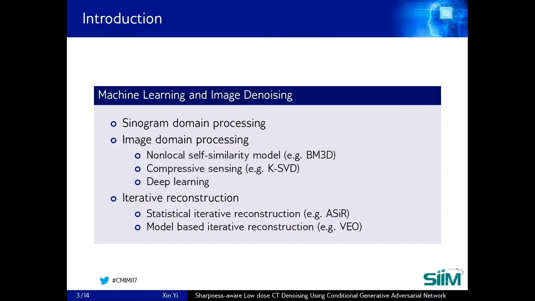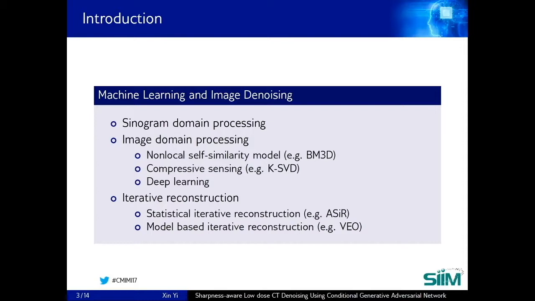The third group is the iterative reconstruction method. It iterates back and forth between the sinogram domain and the image domain by incorporating different physical models. For example, ASIR incorporates the photon counting statistics, but was found to be only effective for dose reduction of 40 to 60%. VEO, on the other hand, has more complex models built in and produces a much sharper image, but produces a different surface texture than filtered back projection.